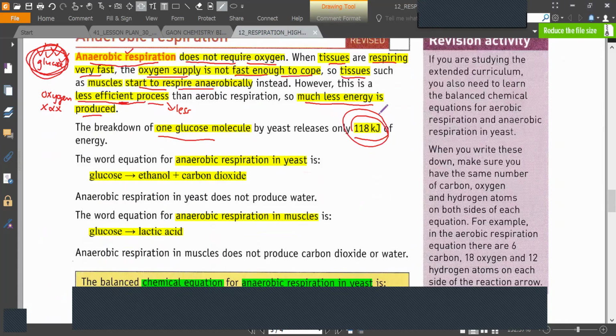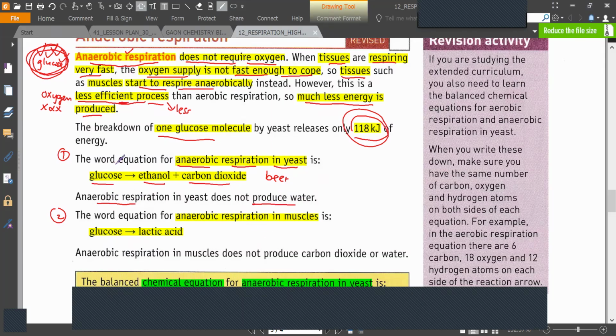For anaerobic respiration, we need to learn two types. One is in yeast. In anaerobic respiration in yeast, glucose is converted to ethanol and carbon dioxide. This is the process used to produce alcoholic drinks, like beer. Anaerobic respiration does not produce water.